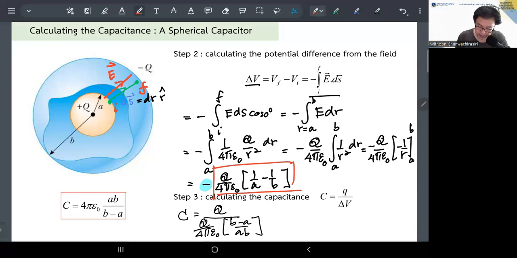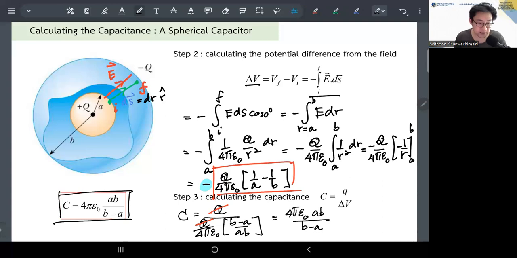Now, one thing that's nice, Q cancels again. And what I have here, I can flip that 4 pi epsilon naught to the top. I can flip AB to the top as well, and I have B minus A at the end. And here we go, guys. That's the capacitance of a spherical capacitor.